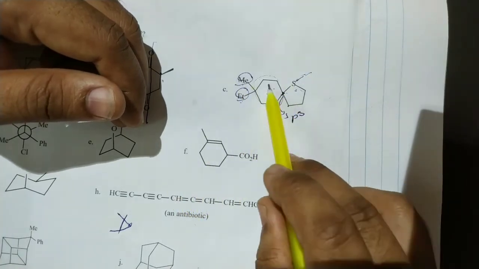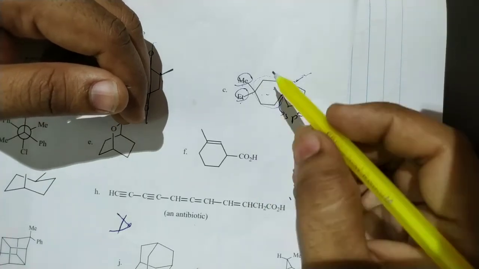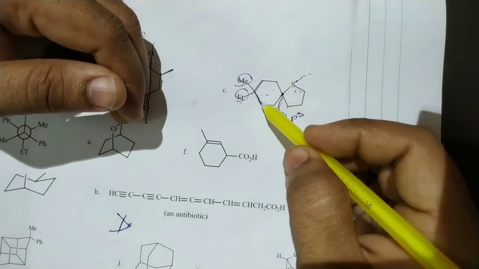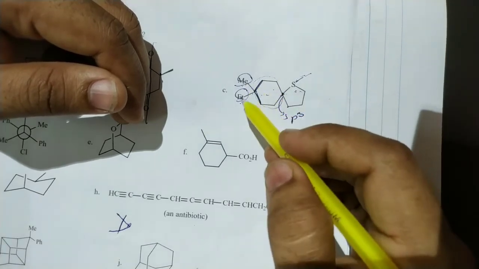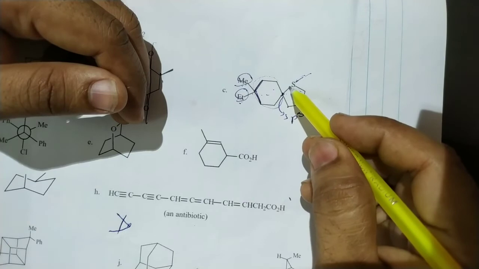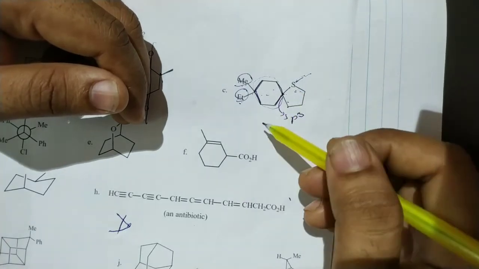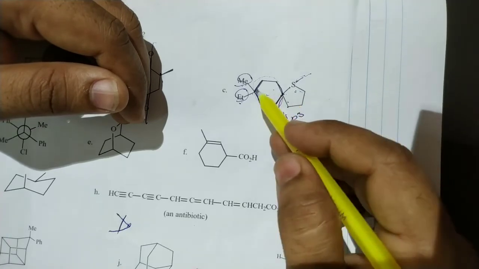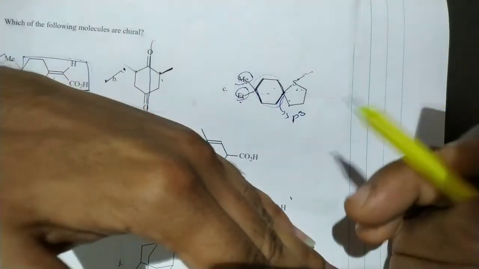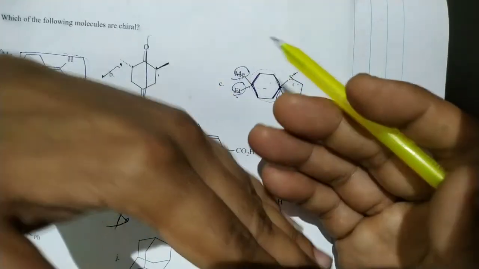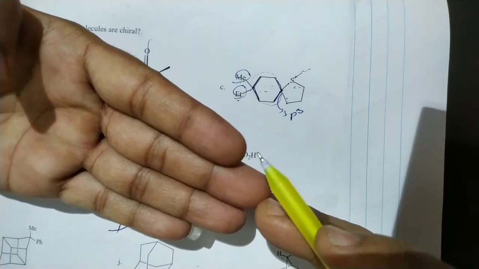Okay, because these two rings are perpendicular and this carbon is sp3. If these two bonds are on the plane, one is below the plane and one is above the plane. Now here, if these two bonds are on the plane, one above and one below, because it is an sp3 carbon, that means these two rings are perpendicular. And in this case, methyl and ethyl are actually one above the plane, one below the plane.